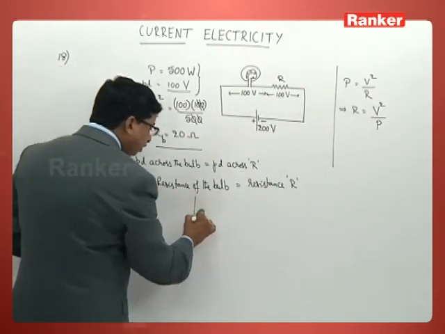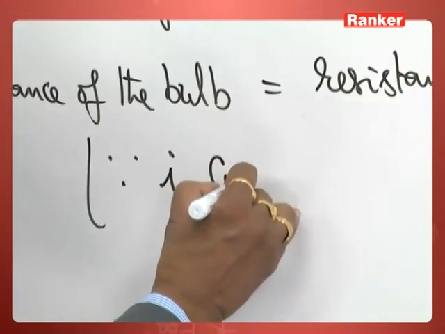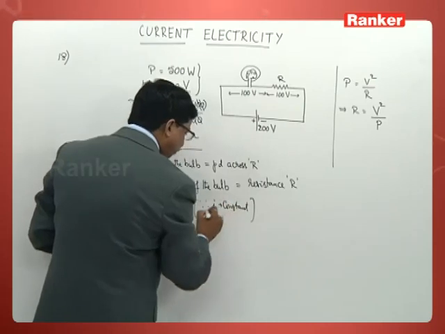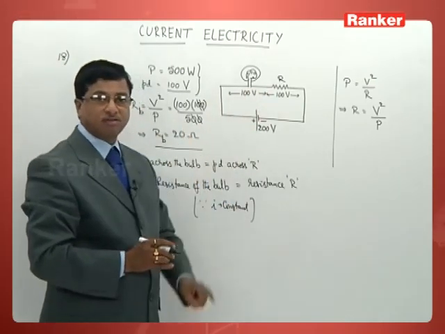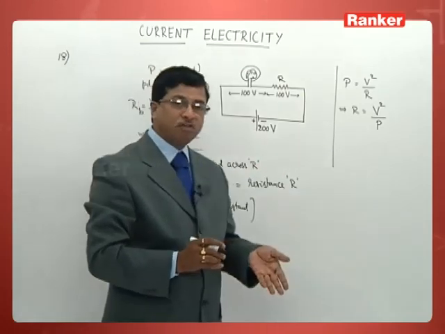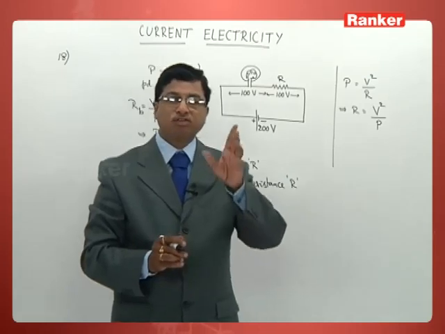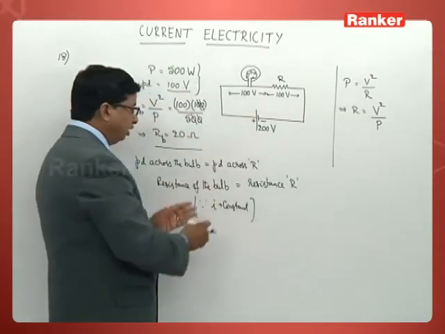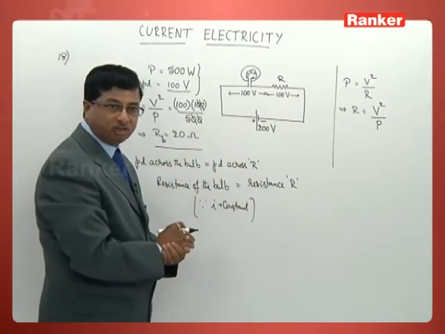What is the reason for this? Since current is constant. How can you say current is constant? Both are connected in series. In series combination, current is the only parameter which remains constant. When current becomes constant, resistance and PD are directly proportional to each other.